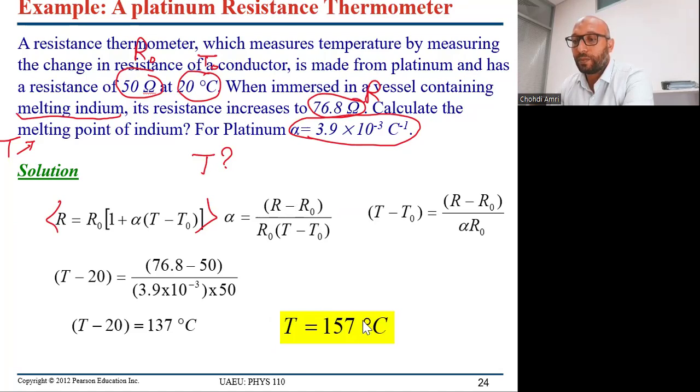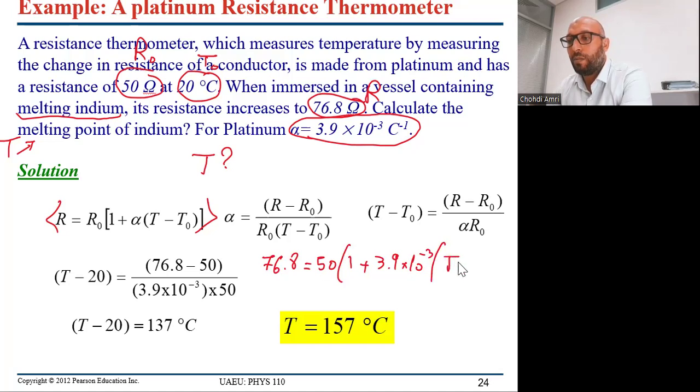And we can get T equal 157 degrees. Okay, so we can write that 76.8 equals 50 ohm factor of 1 plus alpha, 3.9 times 10 power minus 3, factor of T minus T naught. So it is an equation with one unknown, so we can solve this equation for T. Okay, good, we are done. Let's continue.